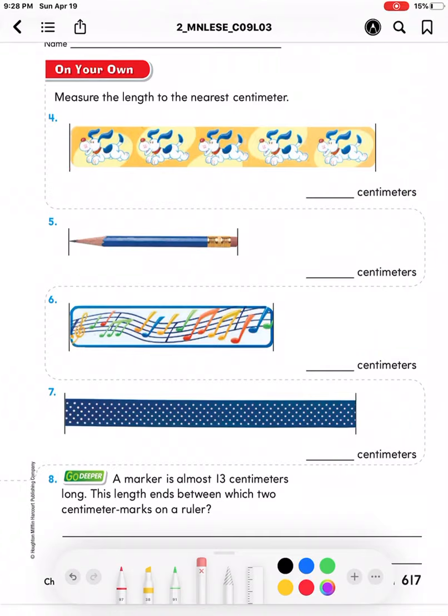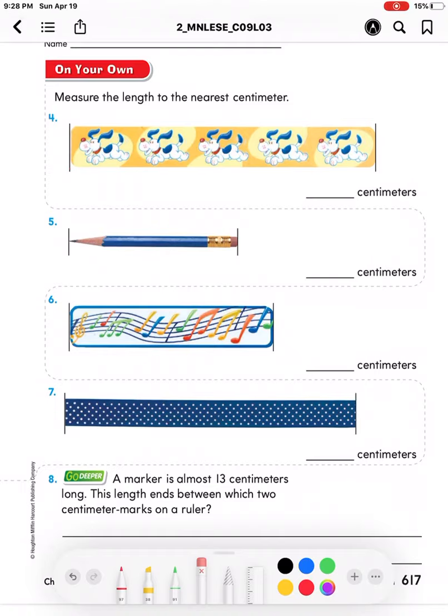Today we are going to continue yesterday's lesson 9.3, where we learn how to measure an object using a centimeter ruler, okay? Yesterday we solved page 616. Today we are going to solve page 617 on your own board.